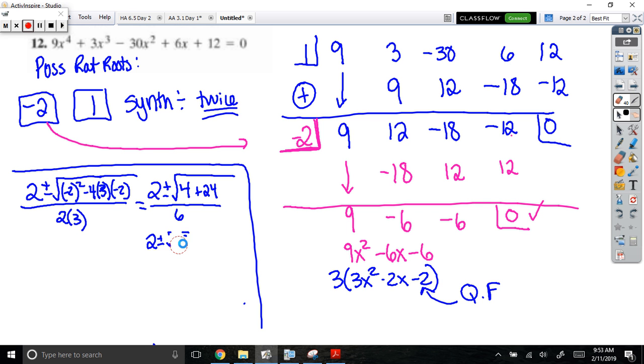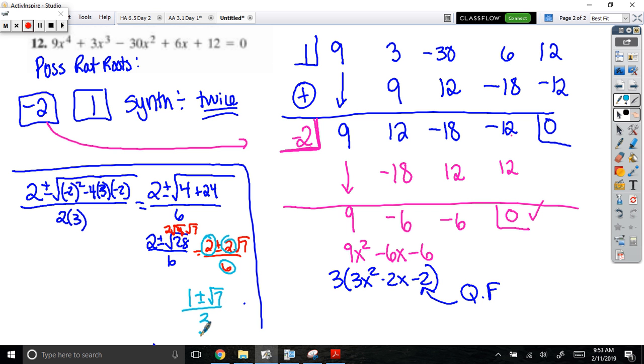I'm just going to fix that. We need to reduce our radical. So we'll break the 28 into 4 and 7, which will get me 2 plus or minus 2 square roots of 7 all over 6. And last but not least, we can reduce the outside numbers by a factor of 2 to get 1 plus or minus the square root of 7 over 3.